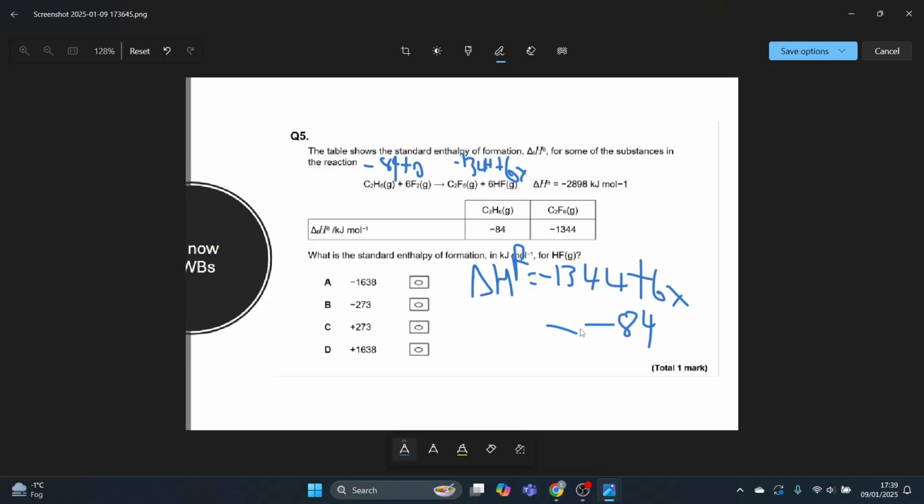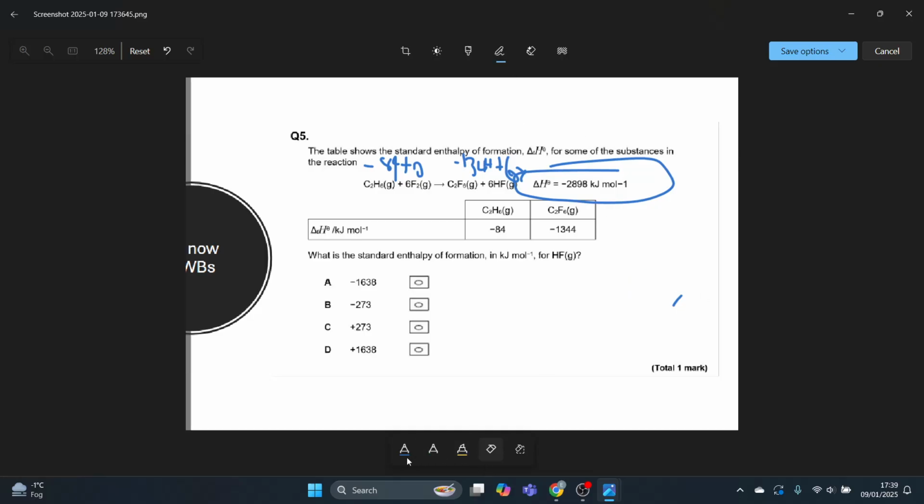Then -1260, and we do that divided by 6. Enthalpy of products minus reactants, enthalpy of formation data, right? So it gives us delta H. Can't believe I haven't seen it. Obviously it gives us delta H, so let's rub that out. That's why. So it's going to be -2898 equals -1344 plus 6x minus -84.